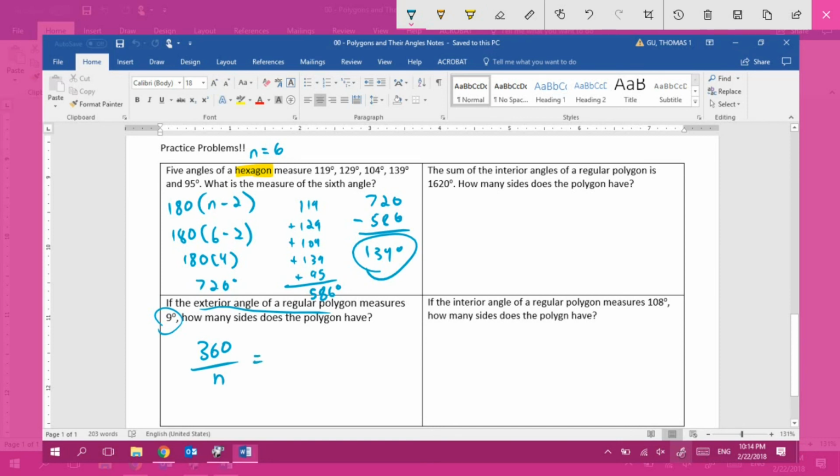And that's going to equal 9, because they told us that the exterior angle measures 9 degrees. This formula gives us the exterior angle. They told us the exterior angle is 9. So I can set it up like this. Now, we could just cross multiply. So instead of writing 9, I'm going to put 9 over 1. Cross multiply, and that gives you 9n equals 360. Then we just have to divide both sides by 9, and n equals 40. That means my polygon has 40 sides. Oh my goodness, that's crazy.